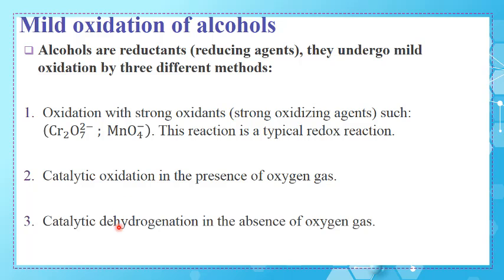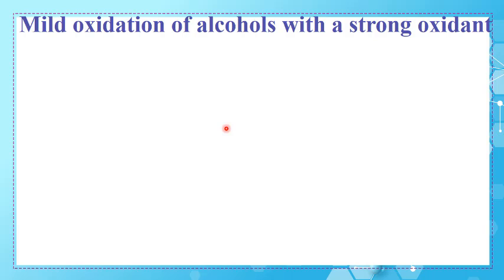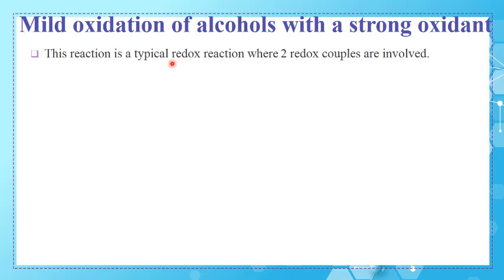and the catalytic dehydrogenation in the absence of oxygen. Also, these two will be studied in the next video. In this video, we have to focus on the oxidation of alcohol with strong oxidant. So, this reaction, as we said, is a typical redox reaction where two redox couples are involved.